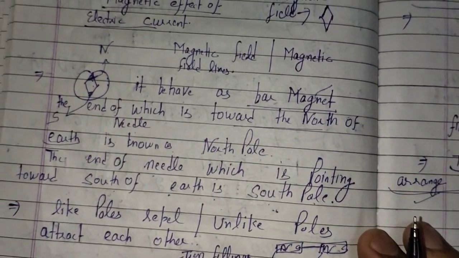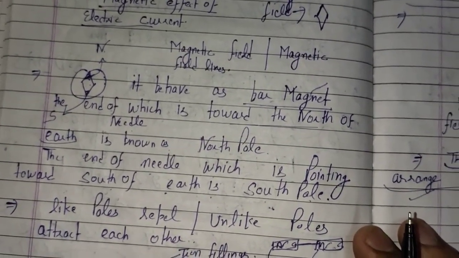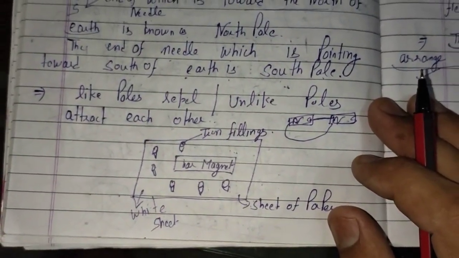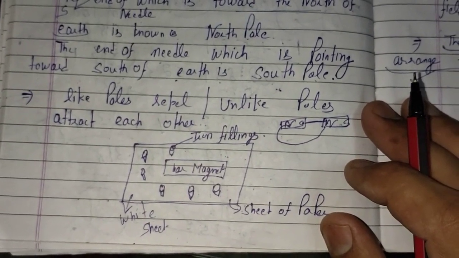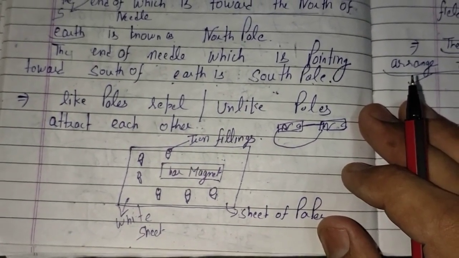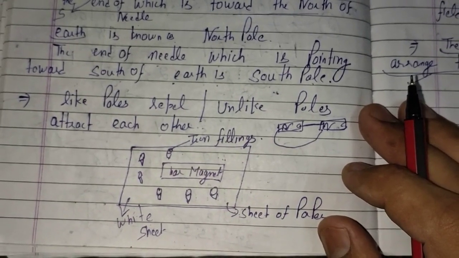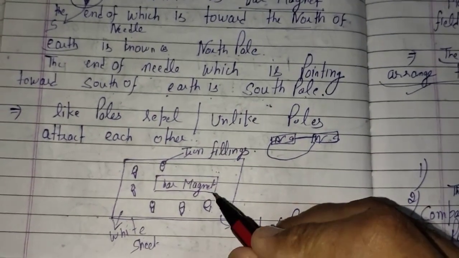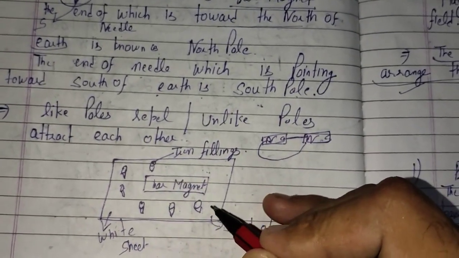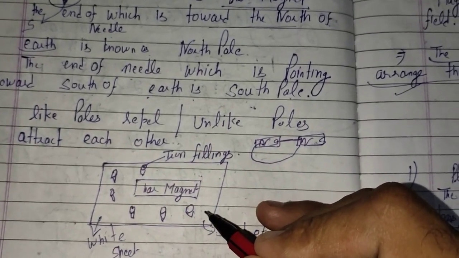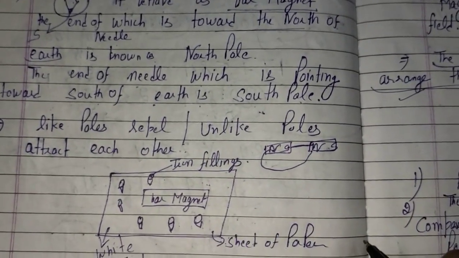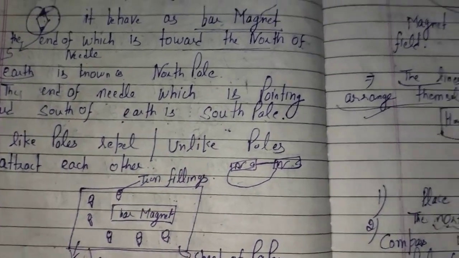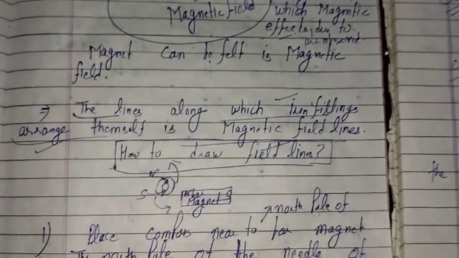The magnetic compass is just behaving as a bar magnet. It is also having two poles, and you have taken a cardboard, placed a bar magnet on it, and spread some iron filings around it. The bar magnet will apply force on the iron filings, and these iron filings arrange themselves in a pattern which is the magnetic field lines. Magnetic field lines are the lines around the bar magnet in which the iron filings are arranging themselves. So this is the concept. Next topic is how to draw the magnetic field lines.